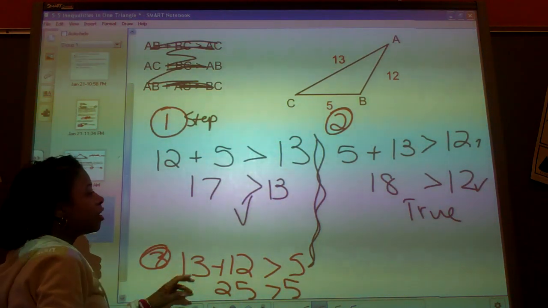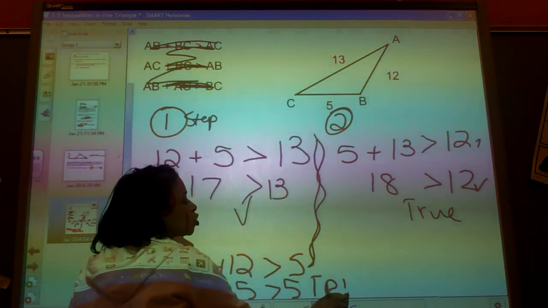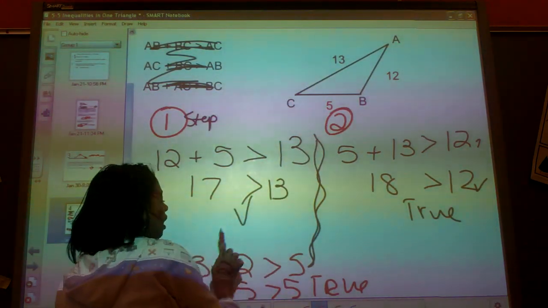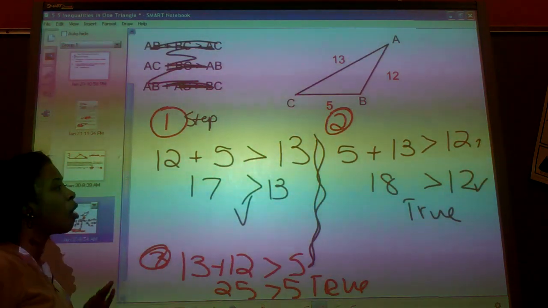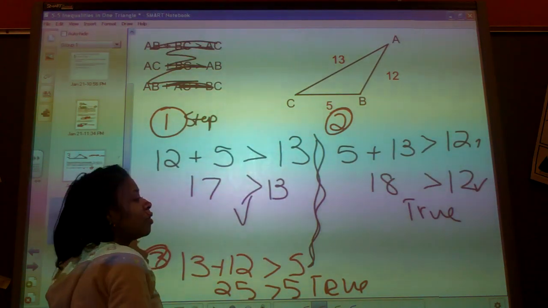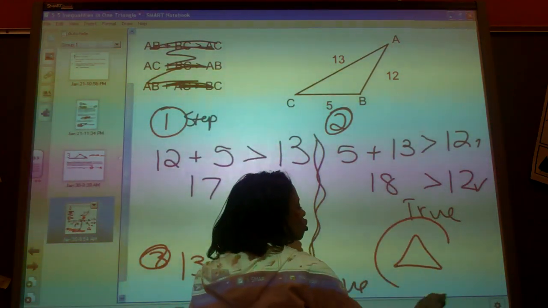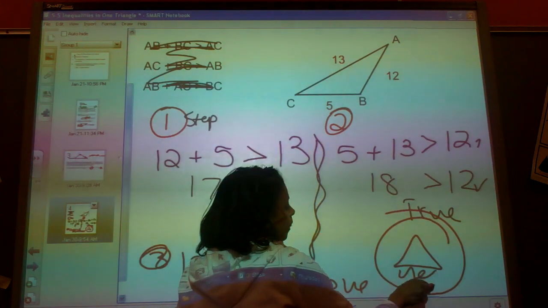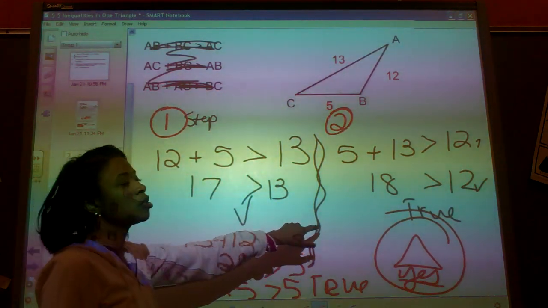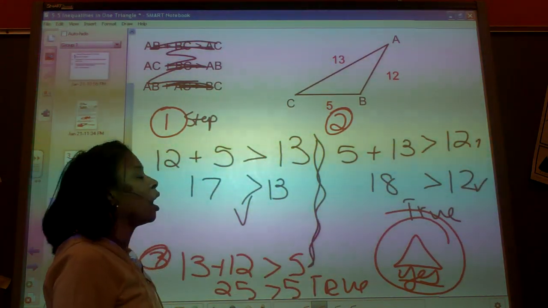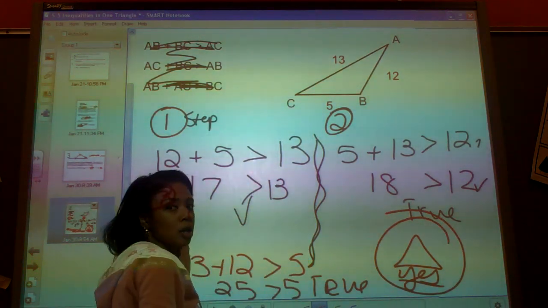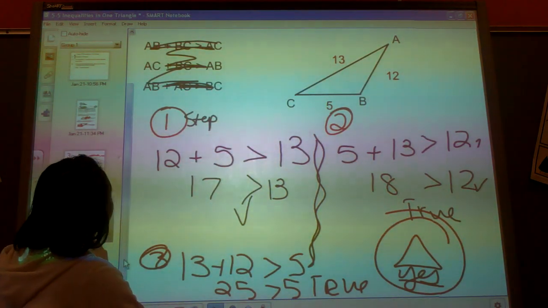Okay? You must do all three checks. The first check, the second, and the third check. You have to do all three checks. If all three checks are true, then this is going to be considered a triangle. Yes. If you only check one and it's a yes, these two could be false and you will get a wrong answer. You have got to check all three to verify that this is considered a triangle.